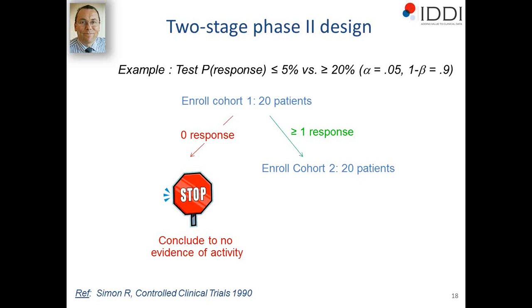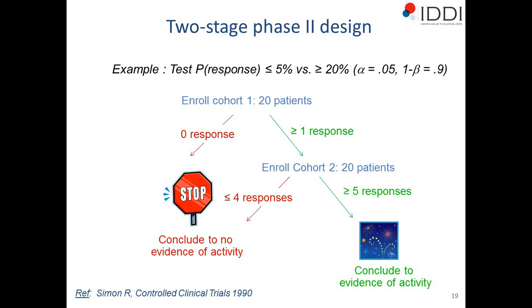The design would consist very simply of treating a first cohort of 20 patients. If we have no response, we can stop and claim that the drug is not efficacious. If we have at least one response, then we add a second cohort and we evaluate response in the second cohort of 20 patients. At the end of the trial, if we have less than 4 responses in total, we would claim that the drug is insufficiently active. And if we have 5 responses or more, we would conclude that the drug has evidence of efficacy, and then we move the drug forward to phase 3.